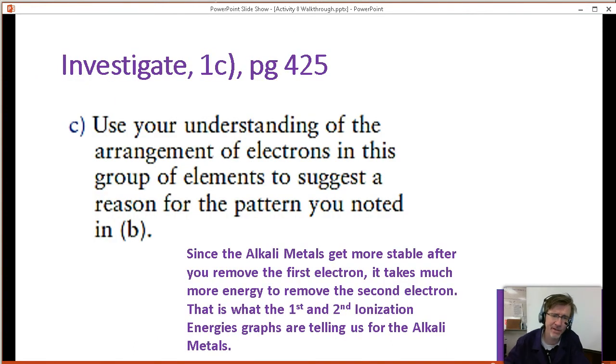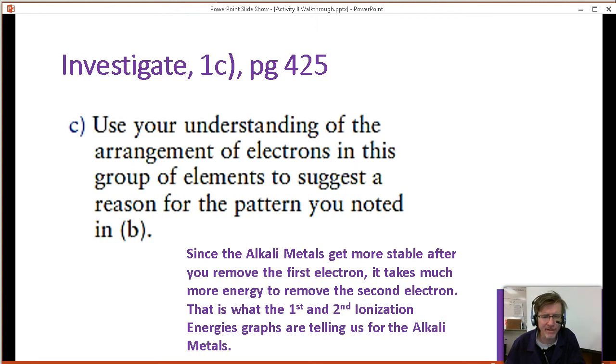It takes much more energy to remove the second electron. That's what a peak means. That is what the first and second ionization energy graphs are telling us for the alkali metals. So the alkali metals, lithium, sodium, potassium, once you remove that first electron, they just do not want to lose another electron. They are very reluctant to do that. And that means that they've gotten more stable.